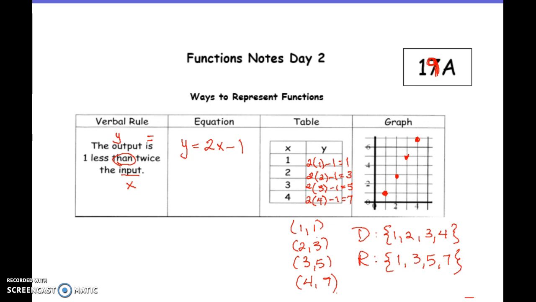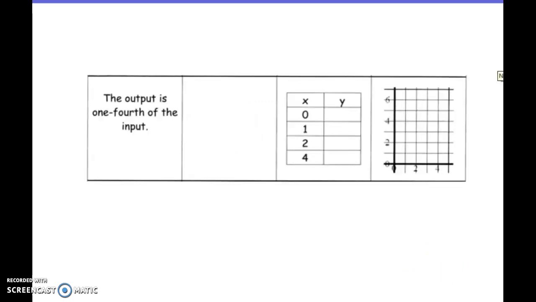Okay. The next example that we have, we've got the output is 1/4 of the input. I want you guys to change your notes to be 1/2 of the input, okay? Just so that our graph lines up a little bit better. So that should be 1/2 of the input. All right, so if we want to write the equation, the output, your y, is 1/2 of the input, which is your x. So if we had an input of 0, 1/2 times 0 would be 0. 1/2 times 1 would be 1/2. 1/2 times 2 would be 1, and 1/2 of 4 would be 2.